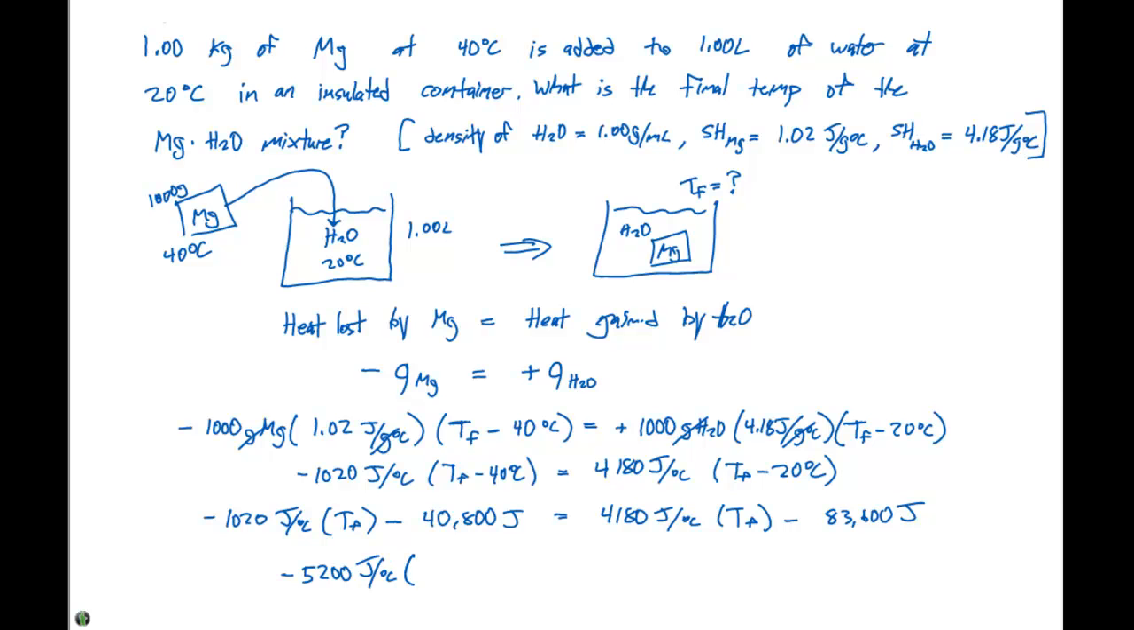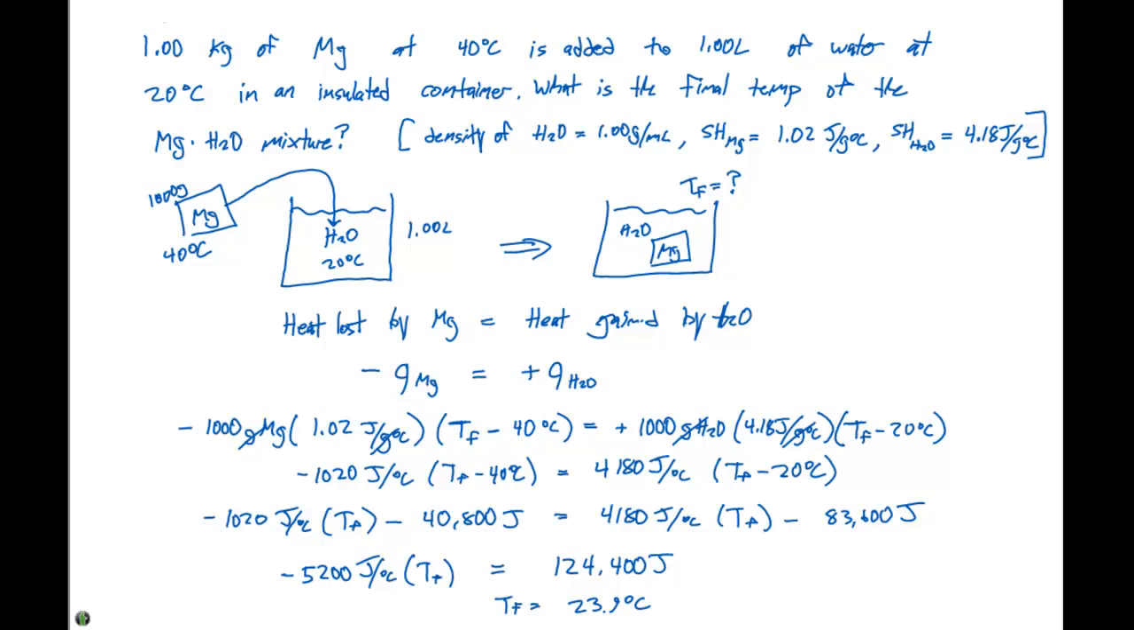joules per degree Celsius times TF is going to equal, and we're going to add the 40,800 joules to the 83,600 joules to get 124,400 joules. And if we go through and divide and solve for TF, we're going to get 23.9 degrees Celsius. And this is going to be the final temperature of our mixture.